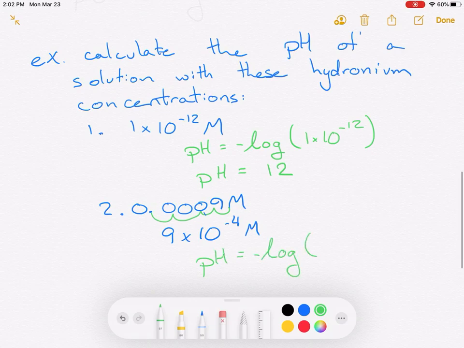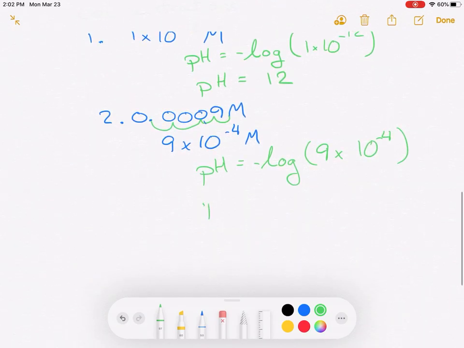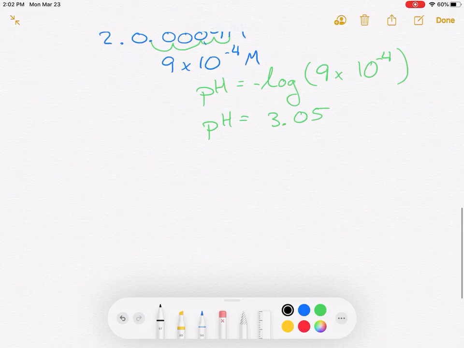If I were to get the pH of this, remember it's the negative log of that number, so I'm going to put 9 times 10 to the negative 4. We end up with a pH of 3.05. So again, much easier numbers to work with. So that's basically why we use pH and pOH. It's a lovely way to kind of set things up to help ourselves out.